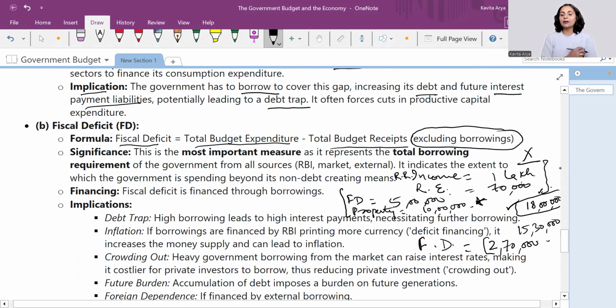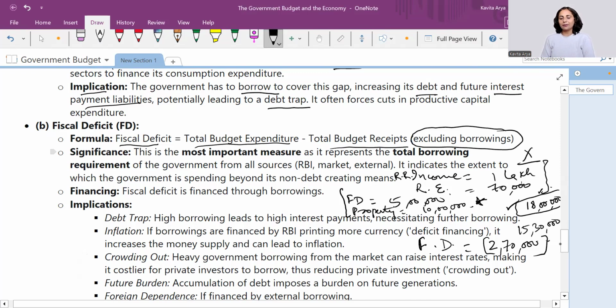Why do we say excluding borrowings? Because if we are stuck at this figure of 2 lakhs and 70,000, if we borrow this, we do not have any deficit at that moment. But till we do not have this amount, we are struggling with the deficit. That's why we say the borrowings which we need is nothing but the fiscal deficit. So what would be the other formula? Instead of writing total budget expenditure, we'll say the revenue expenditure plus capital expenditure, and minus, again, total would be the revenue receipts as well as the capital receipts other than the borrowings.